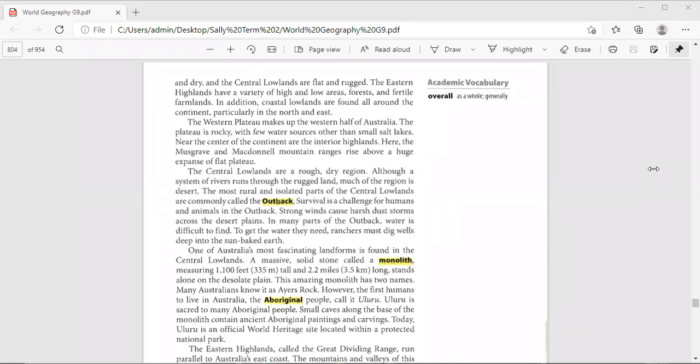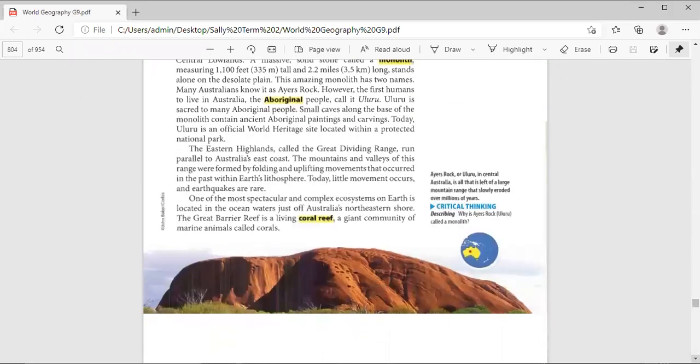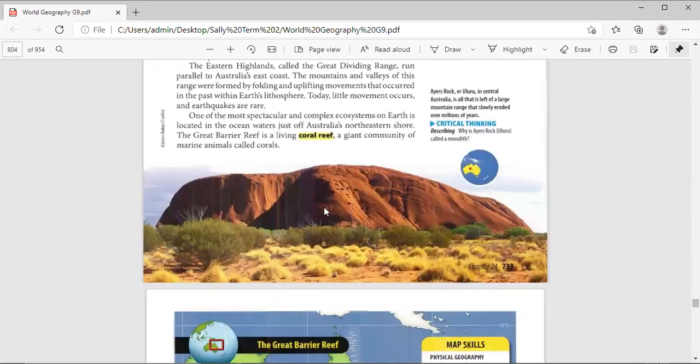Who can define what a monolith is? Thank you, Dubulina. Ritage? It is a massive solid stone. Yes. As you can see here in the picture, this is the monolith. A monolith is actually a massive solid stone. Anyone has an idea about the meaning of the word mono? What does it mean, the word mono?